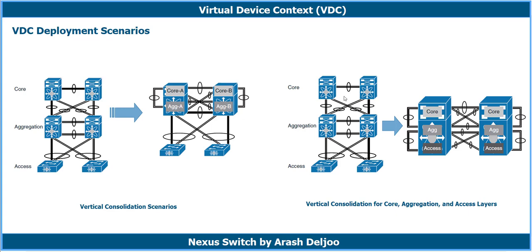Another scenario is consolidation of core, aggregation, and access, while you maintain the same hierarchy. The right figure shows that scenario. As you can see, we used a pair of Nexus 7000 switches to build a three-tier architecture.